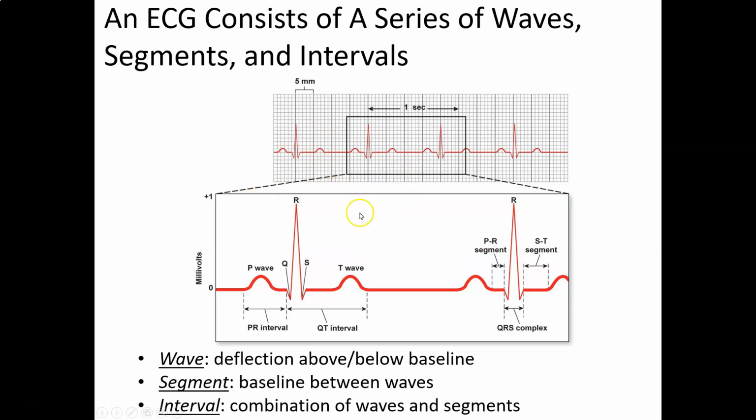So this is the basic heart rhythm. It's a series of waves. We have a P wave, then a Q, then an R, then an S, then a T, so PQRST.